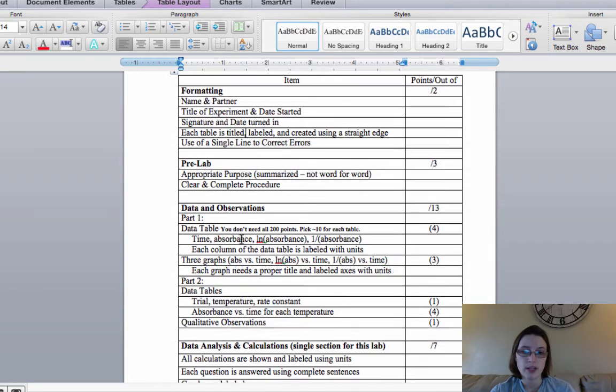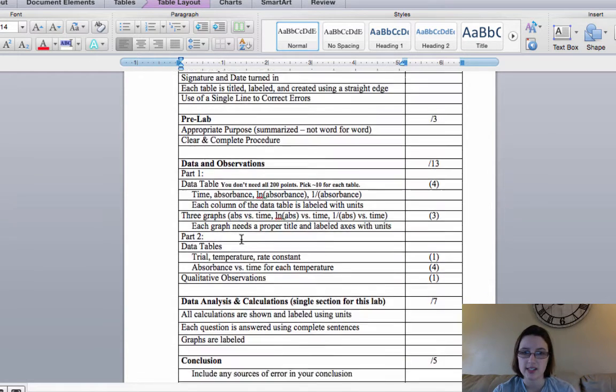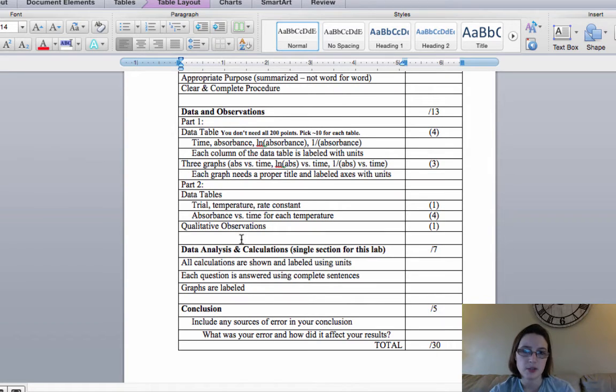And then for the pre-lab, again, you should have the purpose and procedure. We talked about that in class. When it comes to data and observations, I gave you everything that you needed for both part 1 and part 2. For part 1, you need your data table. Remember I told you in class you don't need all 200 points. I said pick about 10. To a lot of groups I told them to start at 0 and go up to 200 and just go by 25s, which is fine.